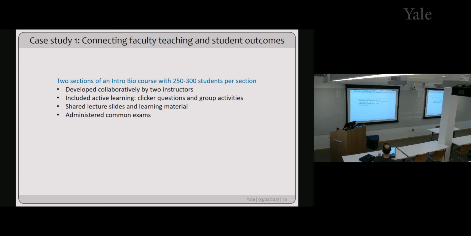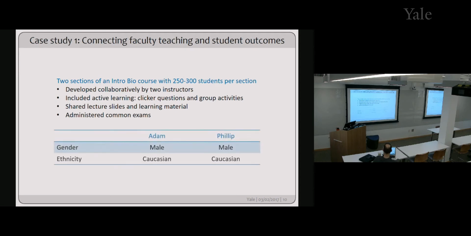And so the two courses are pretty much identical from the instructor's perspective. All the materials were the same. In fact, the syllabus was the same, and they just swapped their names out. They taught in the same room, Monday, Wednesday, Friday, at 10 o'clock versus 11 o'clock. So, sort of by chance, as similar or identical as possible. We're going to call them Adam and Philip. These are pseudonyms. They're both male and Caucasian, and that may come into play in a minute.